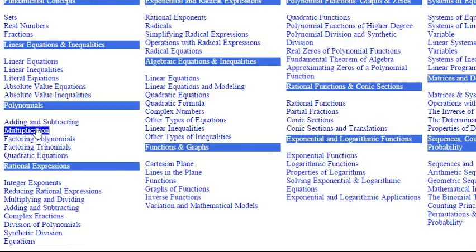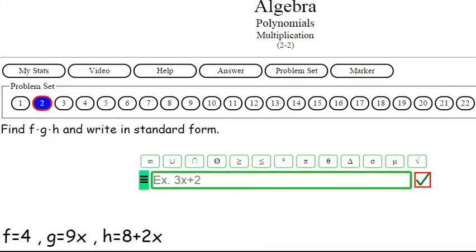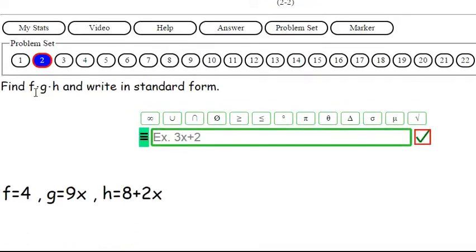Click on the algebra. Let's go down to multiplication. Okay, I think we're doing that one there. Find f times g times h and write in standard form. So I'm going to write this down. F is equal to 4 once again. I think in the last problem it was equal to 4. G is 9x, of course these numbers are randomly chosen. H is 8 plus 2x.